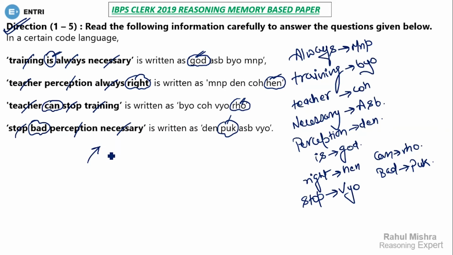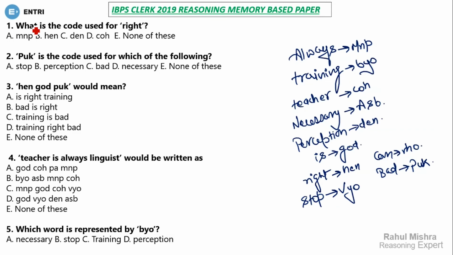Now we will solve the questions based on it. Question number 1: what is the code for right? The right code is HEN, so the correct answer is option B. Now question number 2: PUK is the code used for which of the following? PUK is used for bad, so the correct answer is option C.